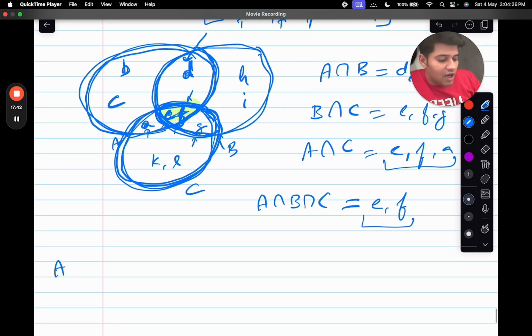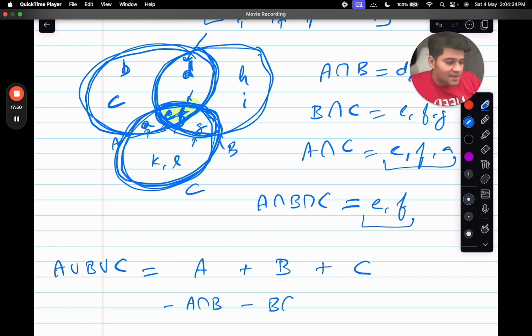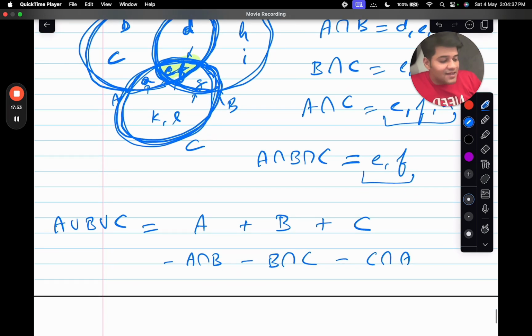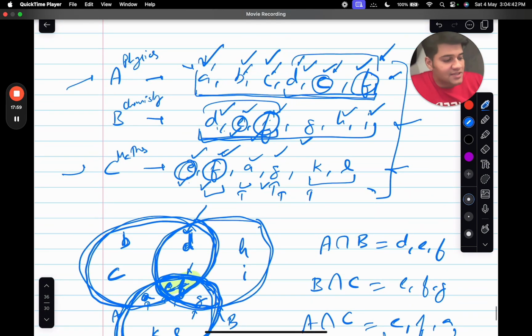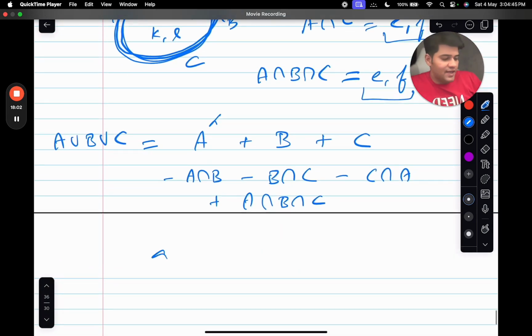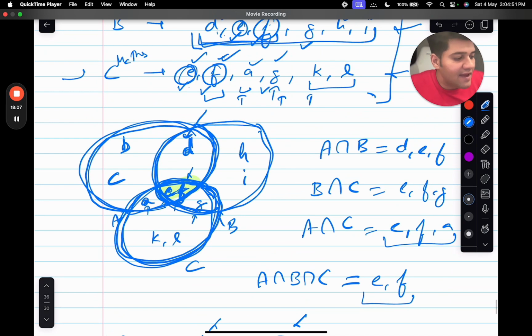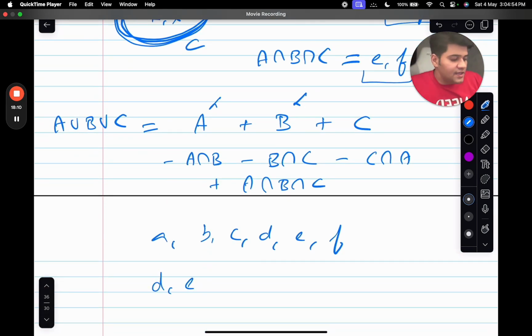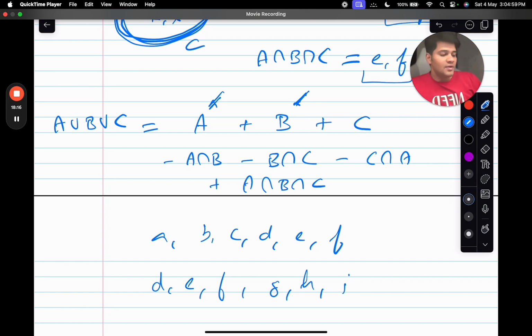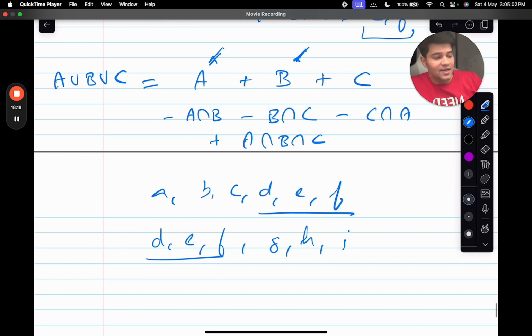Now how about the union? So I would pick the entire A first. The formula is pick entire A, B, C, subtract the common parts, and then add the super common part. Let us see how that works. So A is actually A, B, C, D, E, F. Now have the B. B is D, E, F, G, H, I. So we already see when we added A and B, D, E, F is added twice. So we have to subtract that. So instead of adding C now, I would focus on A intersection B.